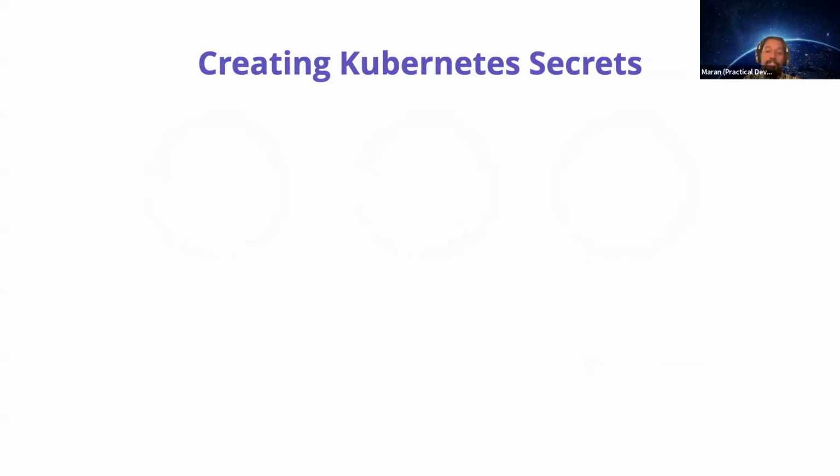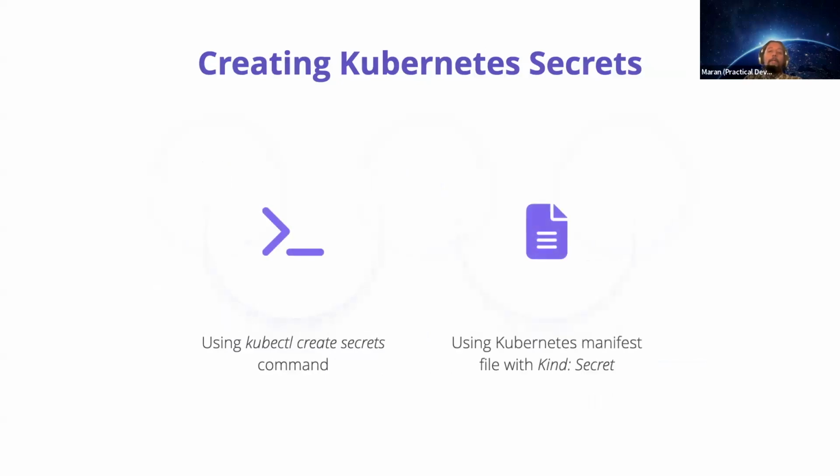What are the two ways to create Kubernetes secrets? Well, one is a kubectl command. Two, using the Kubernetes manifest file with the kind Secret, right? These are the two ways to create secrets in Kubernetes.